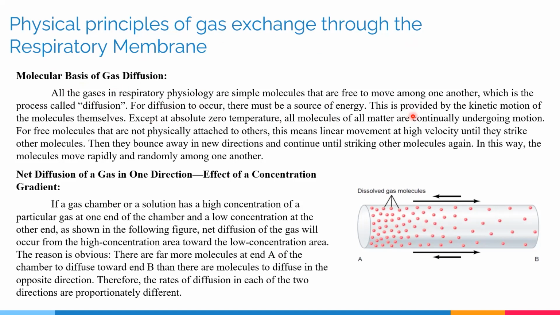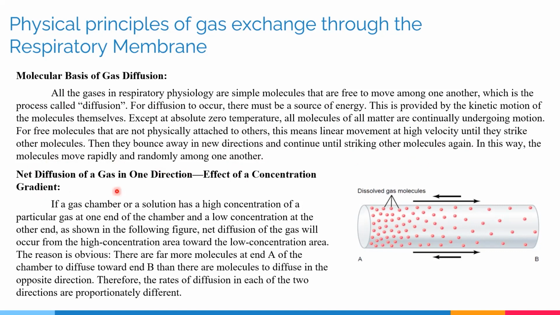This particular energy, in case of diffusion, is provided by the kinetic motion of the molecules themselves. Except at absolute zero temperature, all molecules of all matter are continually undergoing motion. For free molecules that are not physically attracted to one another, this means linear movement at high velocity until they strike other molecules. Then they bounce away in new directions and continue striking other molecules. In this way, the molecules move rapidly and randomly among one another.